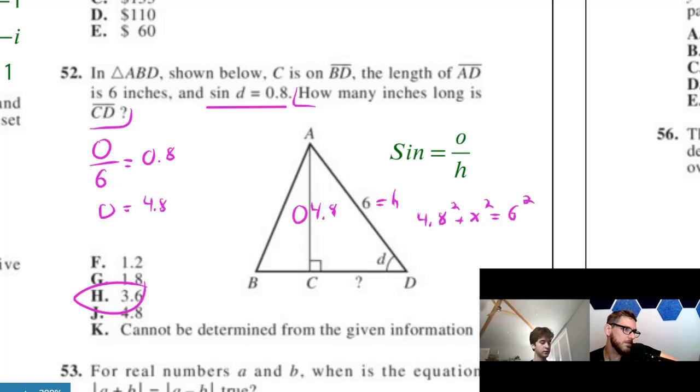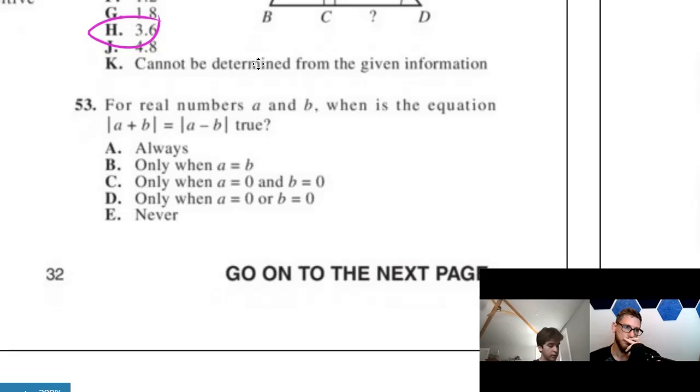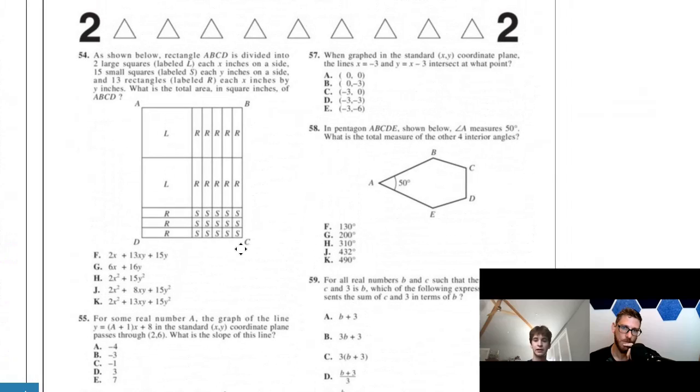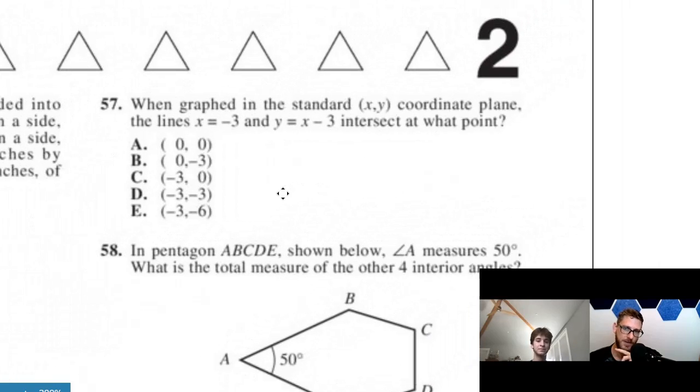Next was 57, but I may have to go back to a couple because I think I kind of guessed on them. Okay. When graphed in the standard XY coordinate plane, the lines x equals -3 and y equals x minus 3 intersect at what point?